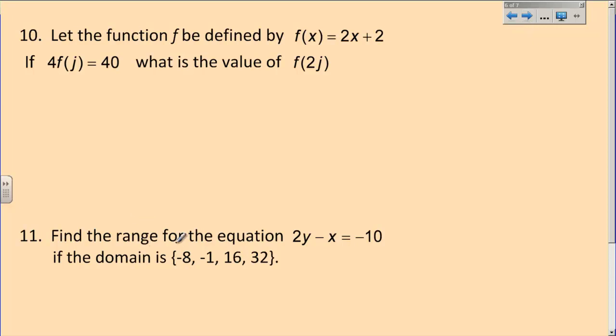They want you to find the range this time for this equation if they give you this domain. This is not necessarily an f of x kind of question, but remember what you know about domain and range, and I want you to try this question. We will go over these at the beginning of class.